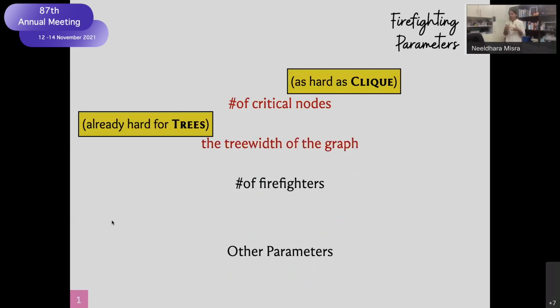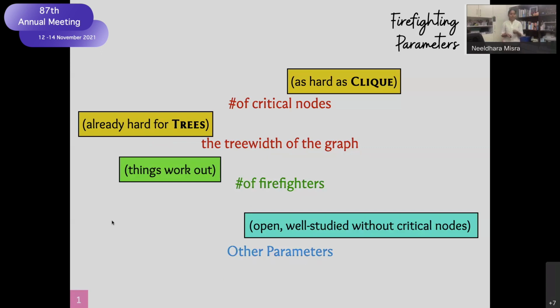Similarly, tree width doesn't really work, because we've seen that already for trees, which have very small tree width. In fact, the tree width of a tree is just 1, and already it's hard to cope, even when you restrict your attention to trees. So it's a problem that's already difficult for graphs which are very, very simple. So this, in some sense, is not an ideal choice of parameter. It turns out that if you parameterize by your budget, then things do in fact work out.